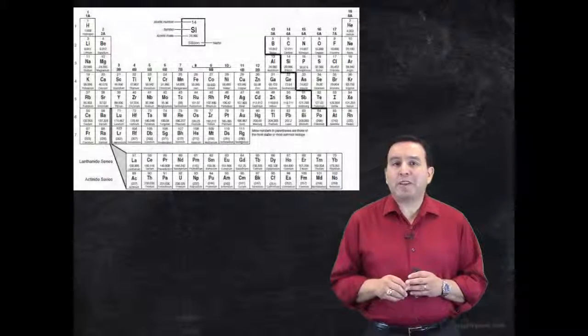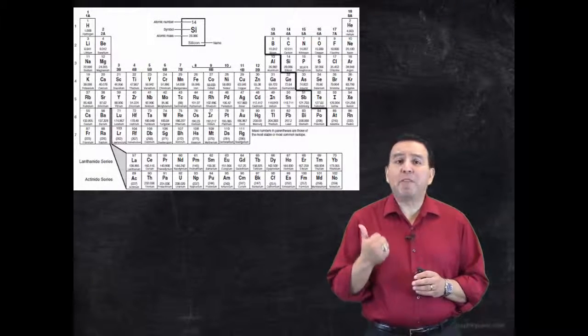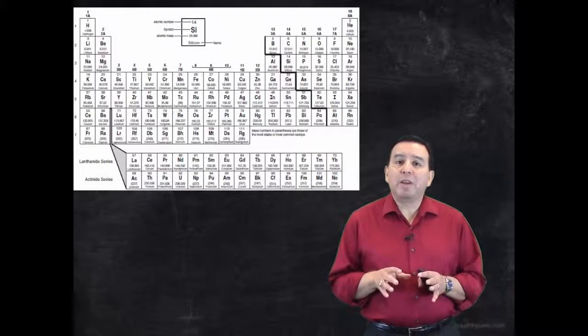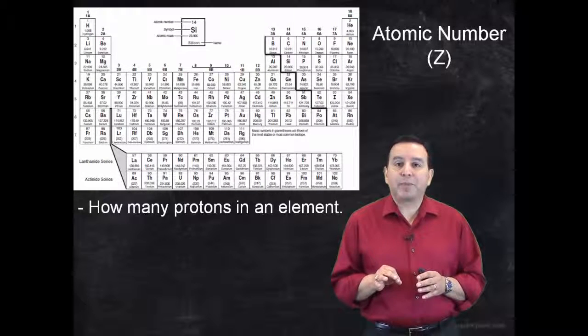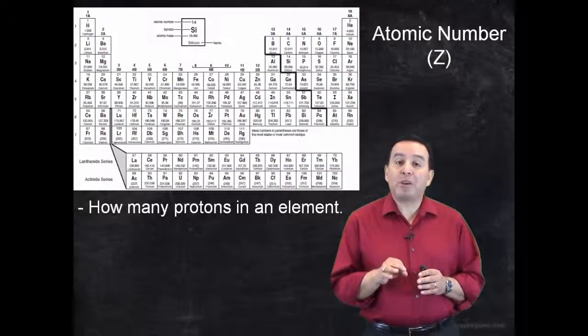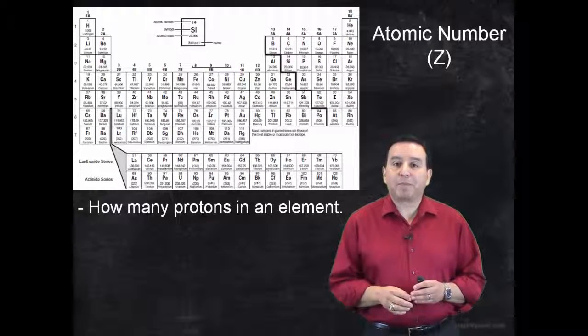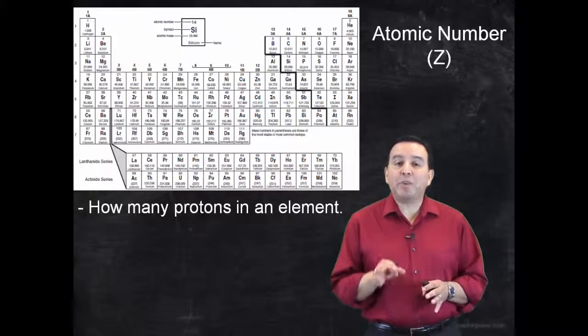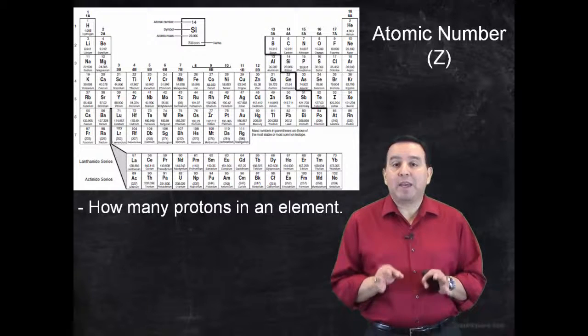If you look at your periodic table, you'll notice a number above each element. That number is called the atomic number. This tells you how many protons are in each element. This is also known as the Z number in chemistry.